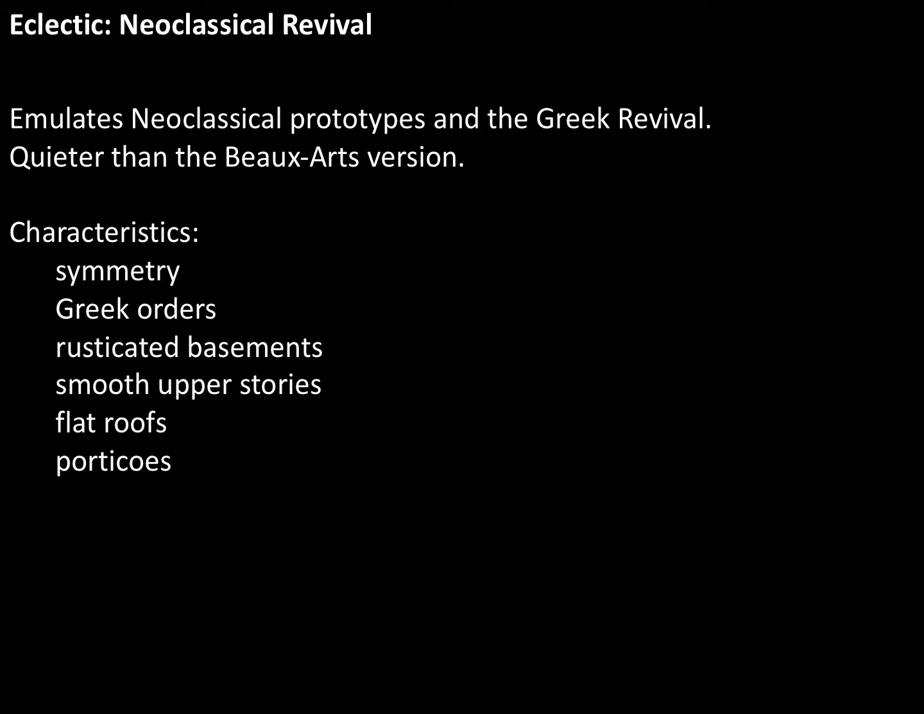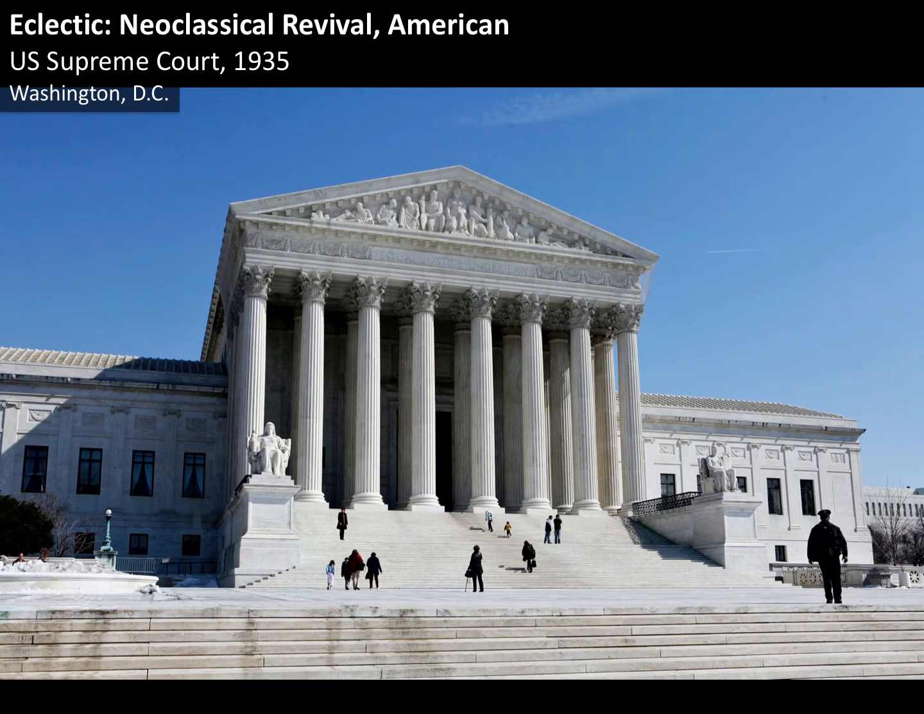We have had a classical period and then we've had neoclassical periods. So now we're having a neoclassical revival, which emulates all of those neoclassical prototypes and the Greek revival, but tends to be less theatrical than the Beaux-Arts version of the classic style. So you will see symmetrical buildings with the Greek orders, rusticated lower levels and smooth upper levels, flat roofs and porticos. And one of the most famous examples of this style in this country is our Supreme Court building.